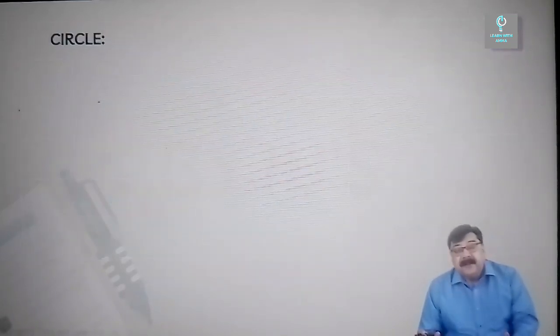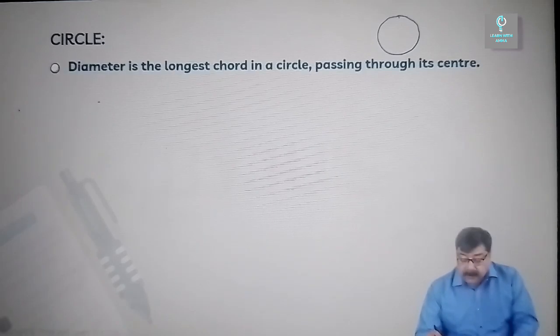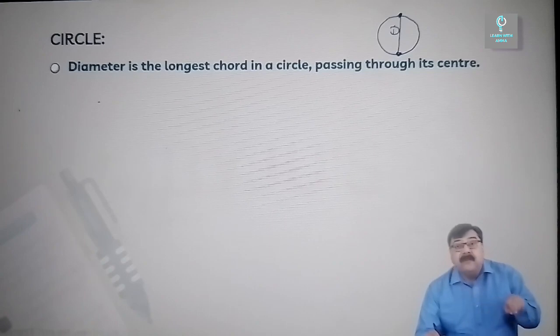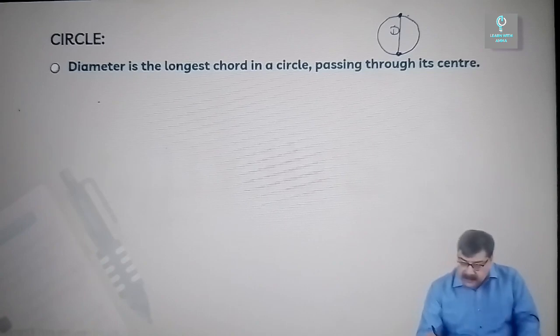Circle, a very, very important figure. And we know this is how a circle looks like. Now please note that diameter is the longest chord. What is a chord? Chord is a line which joins any 2 points on the periphery of a circle. See, a circle is made of, let us say, infinite points. Any 2 points, if you join with each other, the line so formed will be called a chord.